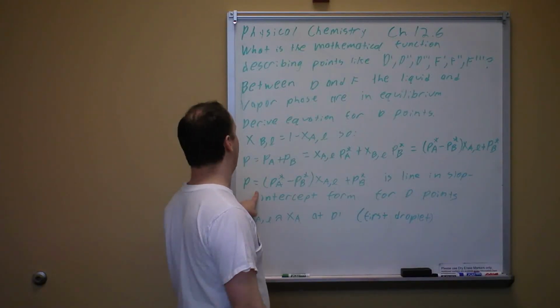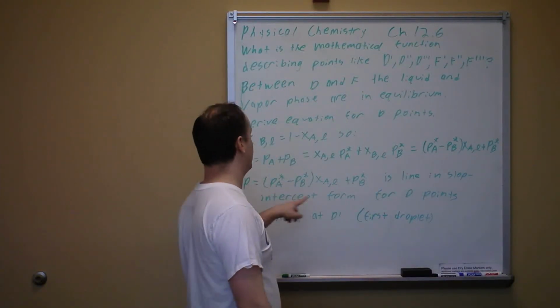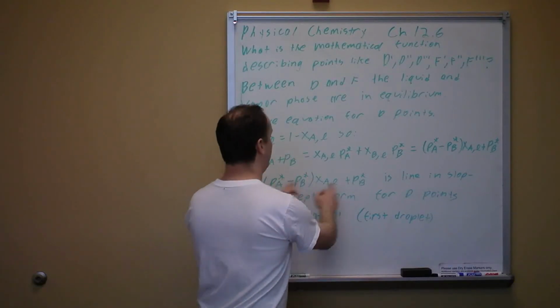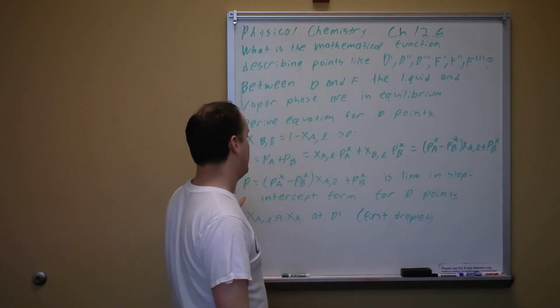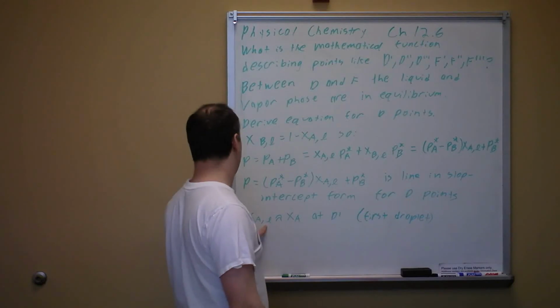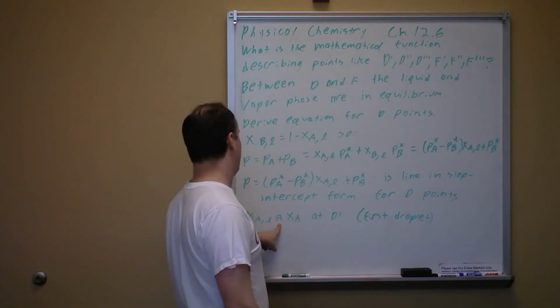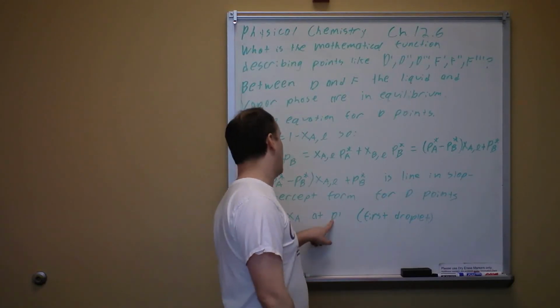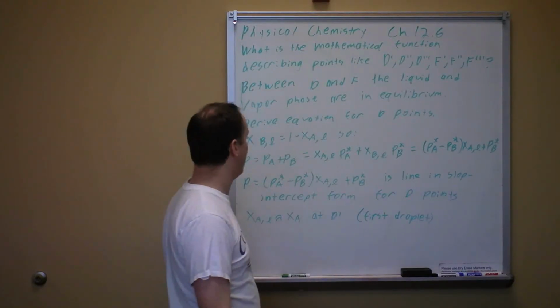So this is the formula we want. Notice that if we're going to graph pressure against mole fraction of A, we have slope y-intercept form. And that's good. So the mole fraction of A in the liquid phase, we're going to say is roughly equal to the mole fraction of A at point D prime, because this is when the first droplet is appearing.